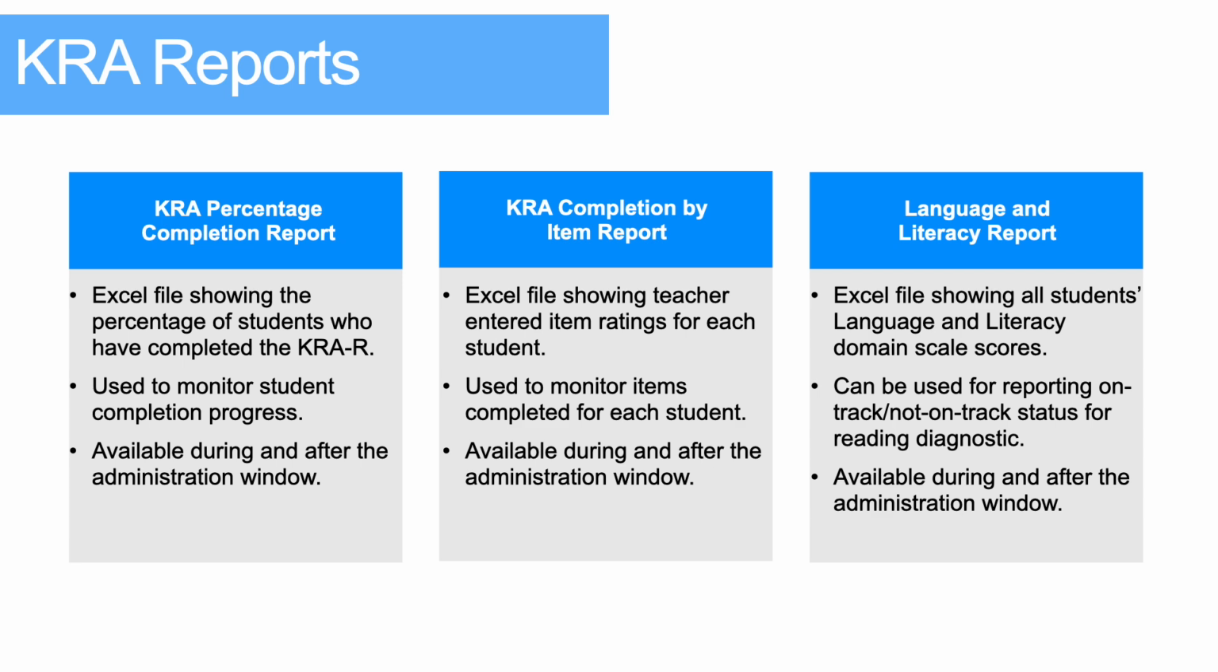The KRA completion by item report. Now this will show a teacher, basically it's an X. If a teacher entered a rating for a student, an X shows for that specific item. So that means they entered that score. So this is used to monitor completion of specific items for specific students or all of them. This is available both during and after.